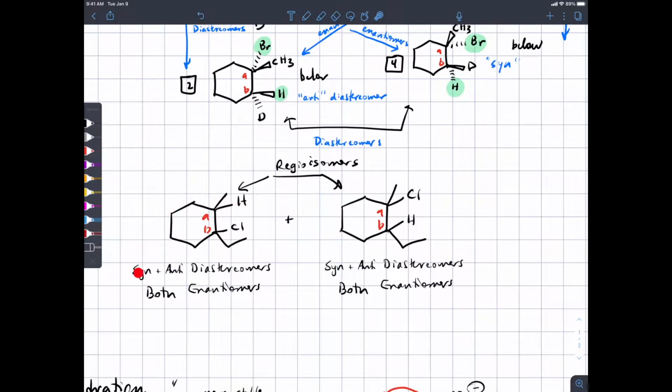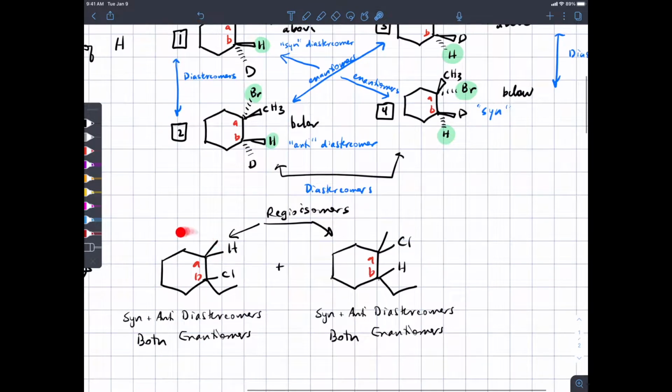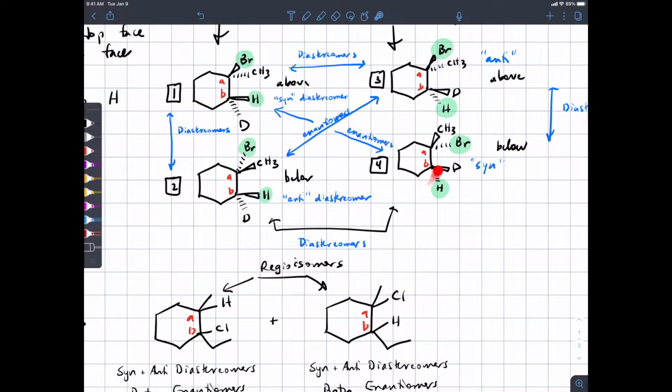And in addition, you would get both the syn and anti-diastereomers and both enantiomers. 4 products here, 4 products there. If you use straight lines, this is shortcut. This one thing is shortcut for all of these. If you draw just the straight lines, you're communicating that we have both configurations at A and both configurations at B for a total of 4 products. 2 pairs of enantiomers that are diastereomers of each other.